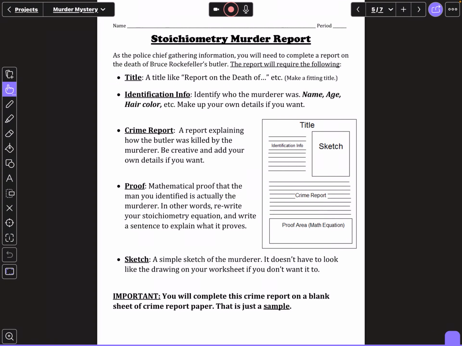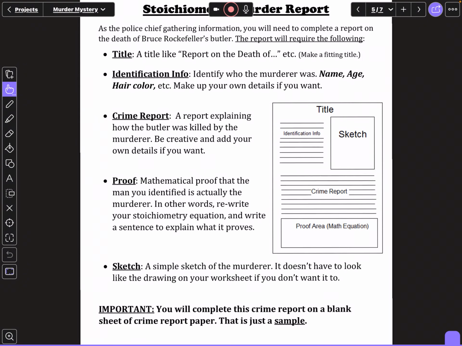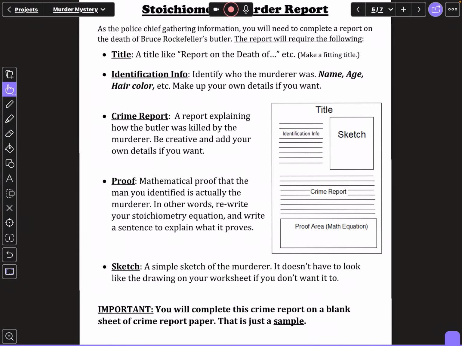And then last, after you figure that out, you're going to come up with a murder report. It's going to require the following: a title, identification info, who he was, name, age, eye color. You can make up your own details if you want. A crime report explaining how the butler was killed by the murderer. Be creative and add your own details. Proof: include mathematical proof that the man you identify is actually the murderer. In other words, rewrite your stoichiometry equation and write a sentence to explain what it proves. And then you include a sketch, a simple sketch of the murder. It doesn't have to look like the drawing on your worksheet if you don't want it to.